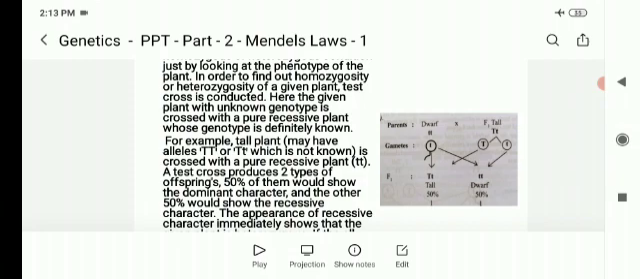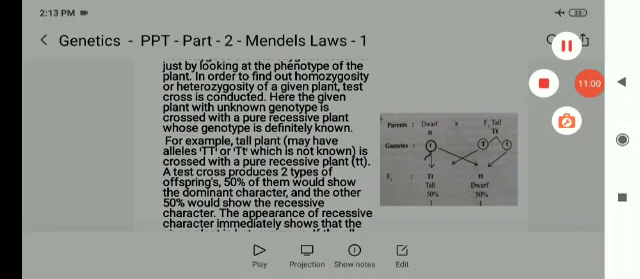On the other hand, if all the offspring are tall, that is 100% tall, the given plant is homozygous. The test cross ratio is always 1:1. That's all.